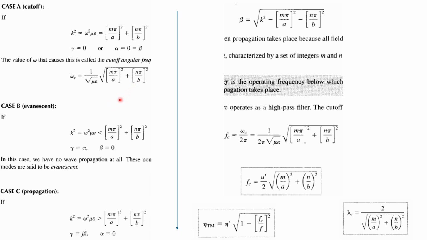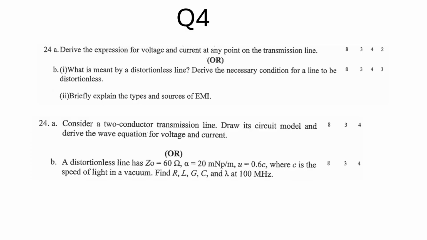I have also solved one of the numerical problems. You may go through that in our previous discussions, right? So here is the cutoff wavelength only, cutoff frequency only. And similarly, you can also find out the wavelength and, corresponding to that, eta, that is the intrinsic impedance.